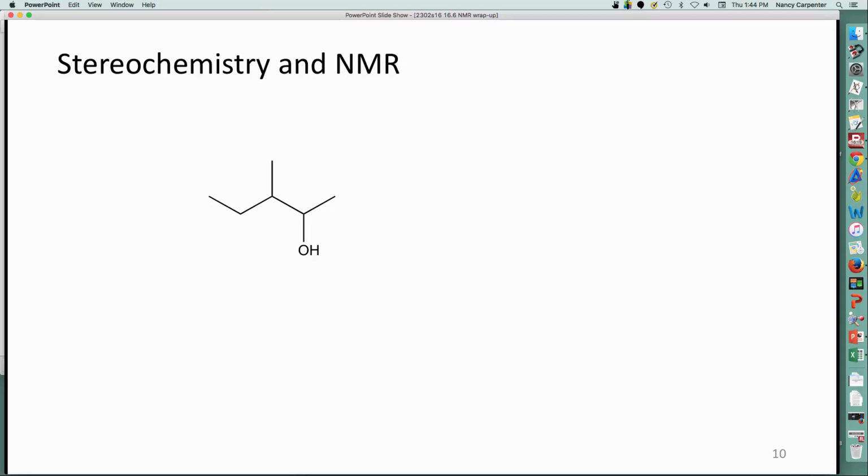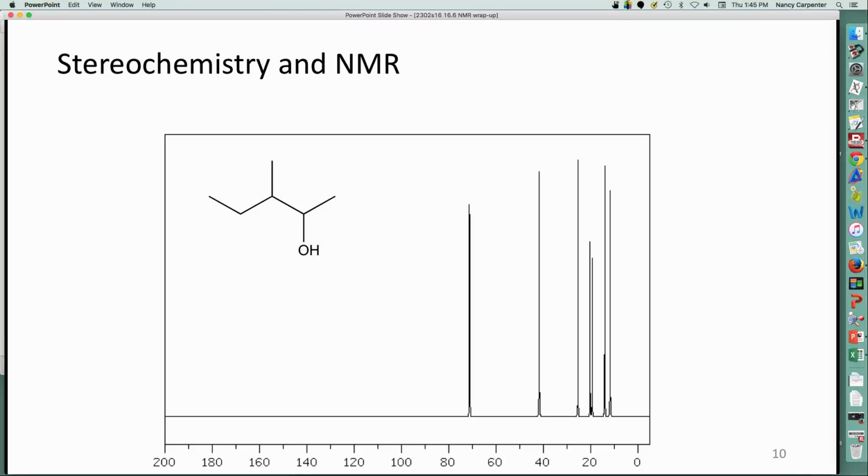Alright, I know you really want me to stop by now. I can't. There's one more thing we need to talk about, and that's stereochemistry. So if I was looking at this, what do we got here? 3-methyl-2-pentanol. Well, if I was going to take a C13 of that, C13 is easy: 1, 2, 3, 4, 5, 6. I should expect 6 signals, right? Sure, why not? Well, there's my C13 for this molecule.